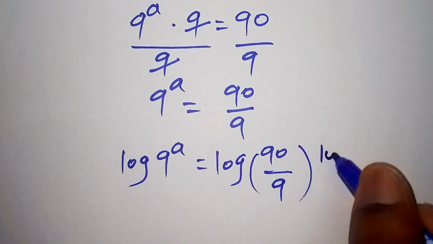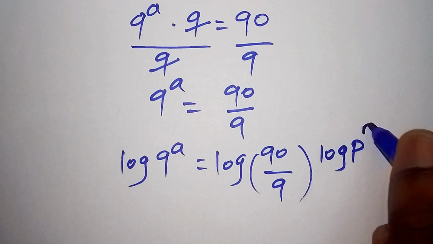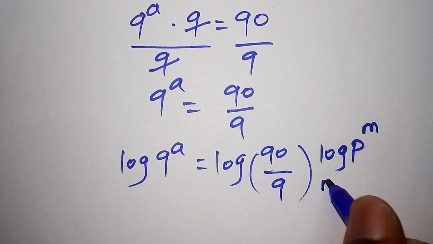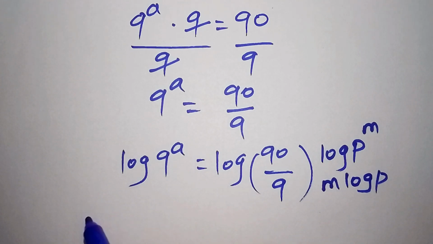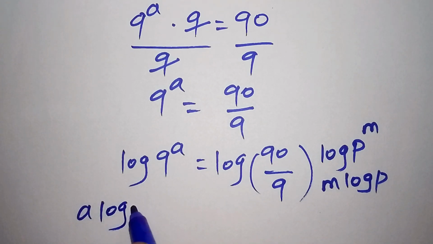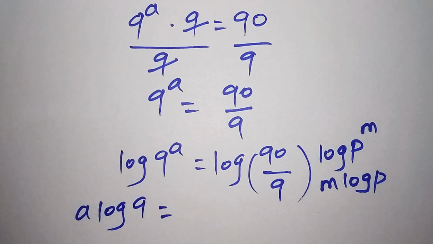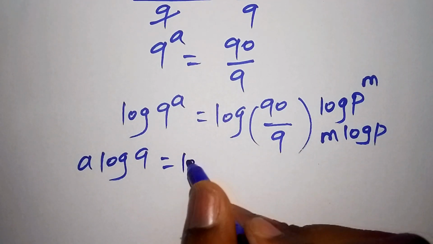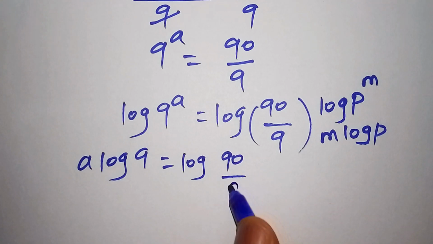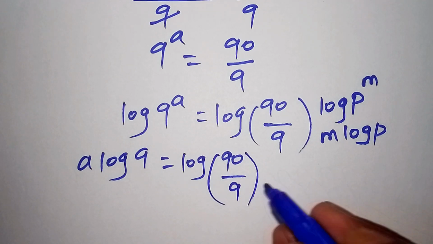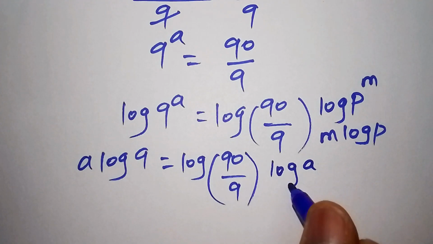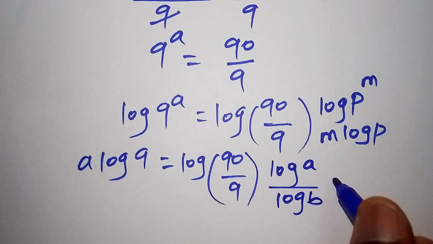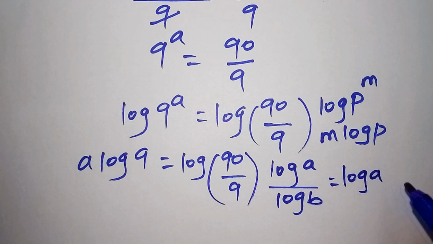So assuming that you have, for example, the log of p to the power of m, in this case we shall write it as m times the log of p. So that's according to the law of logarithms. So here we shall have a times the log of 9 equals the log of 90 over 9, in brackets. The same law of logarithms says that when you have the log of a over b, this can be worked out as log a minus the log of b.